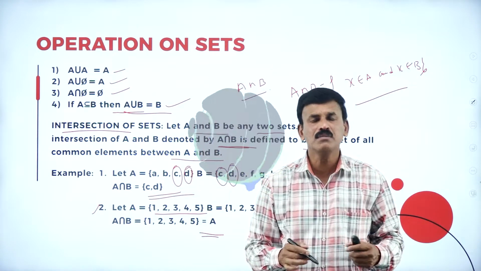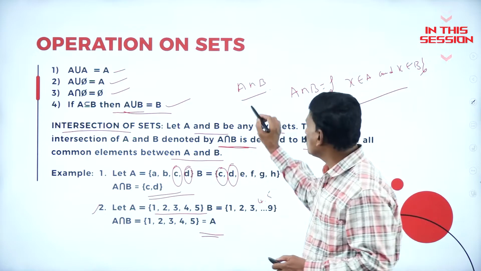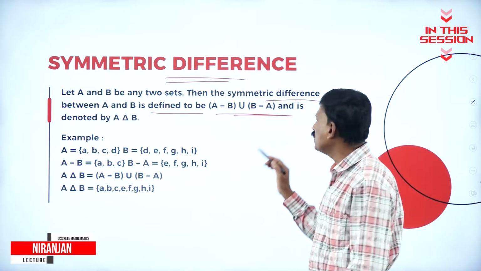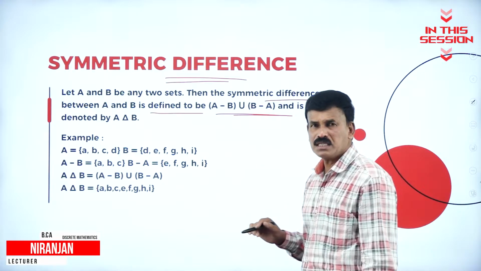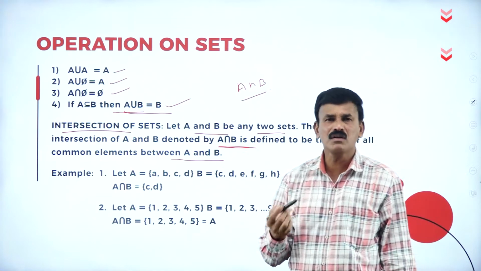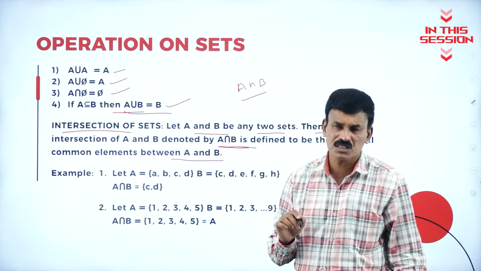The common elements present in both the sets is called the intersection, and it is denoted as A intersection B, like this. A minus B union B minus A is called the symmetric difference, and it is denoted as A delta B. The set of all common elements which belongs to A and B is called the intersection of the two sets.